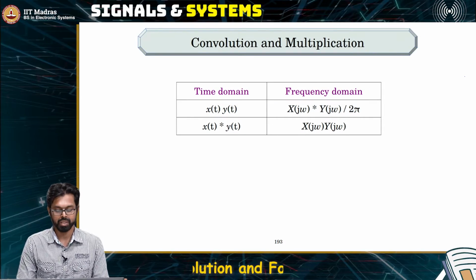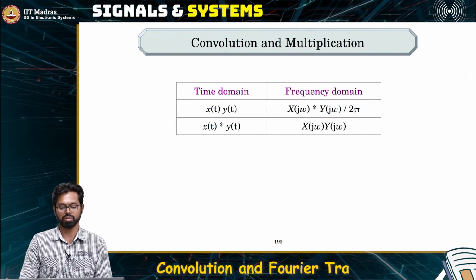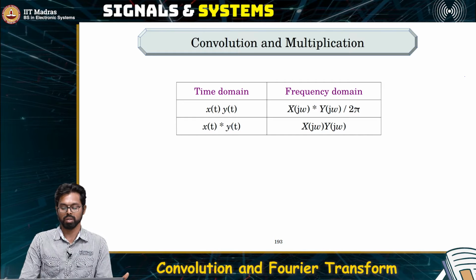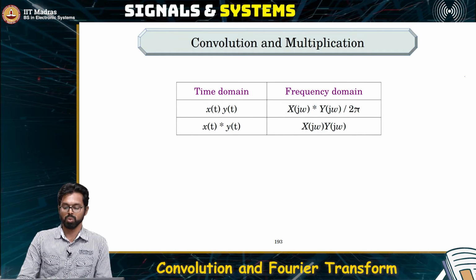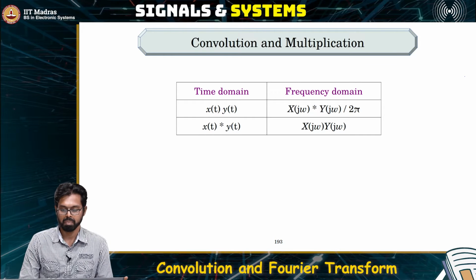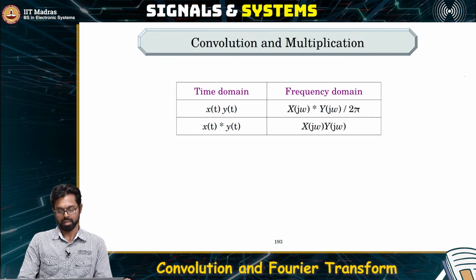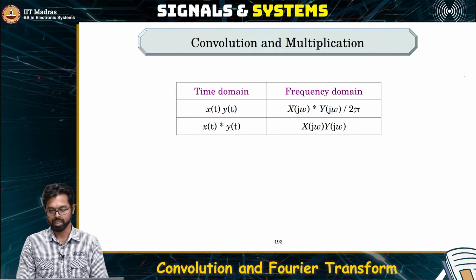So we saw that in Fourier series, the multiplication of two periodic signals would result in the convolution in the Fourier series domain. So is there an equivalent of that in the Fourier transform domain? Yes, of course there is, and that's what we'll see now.